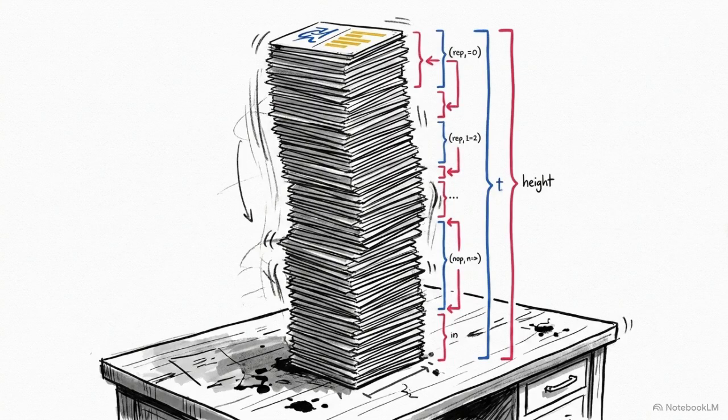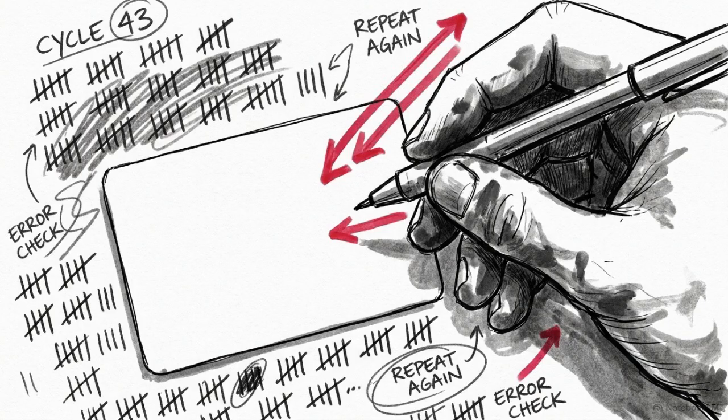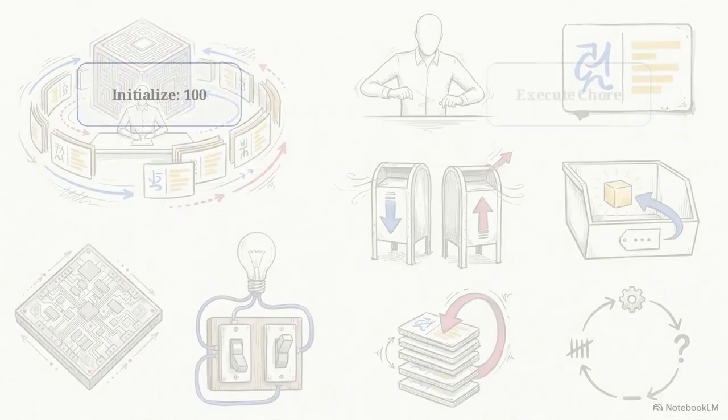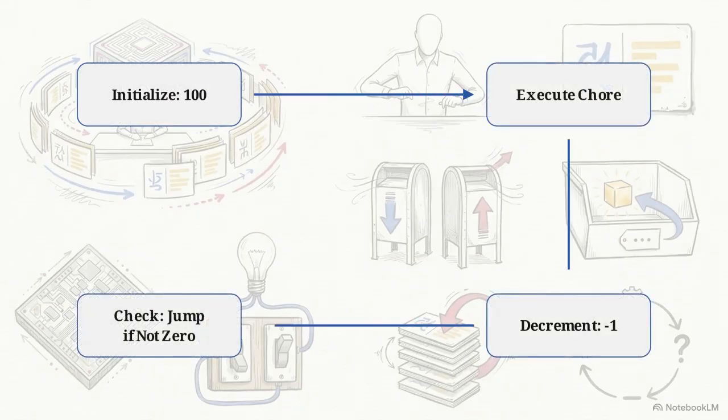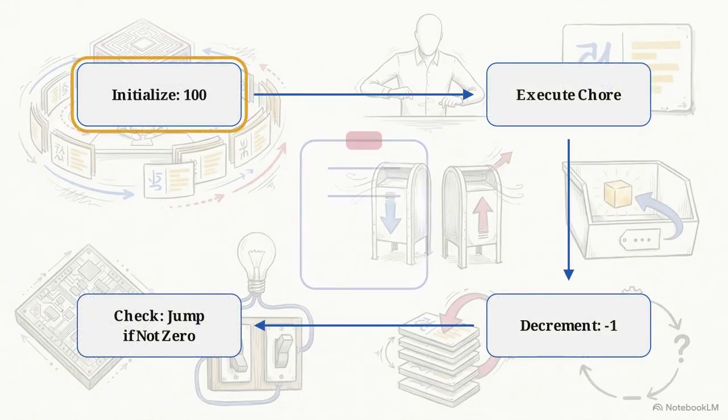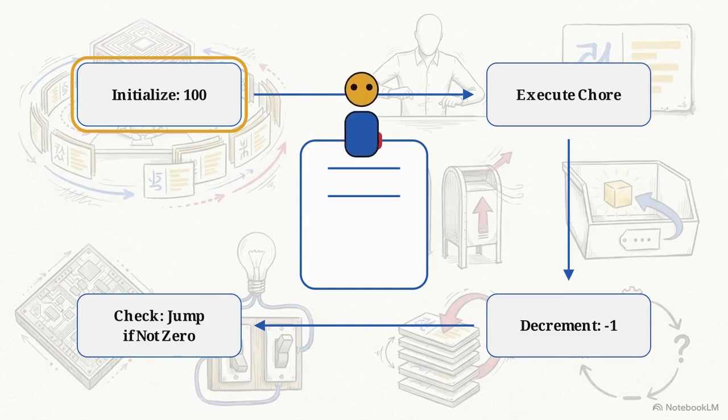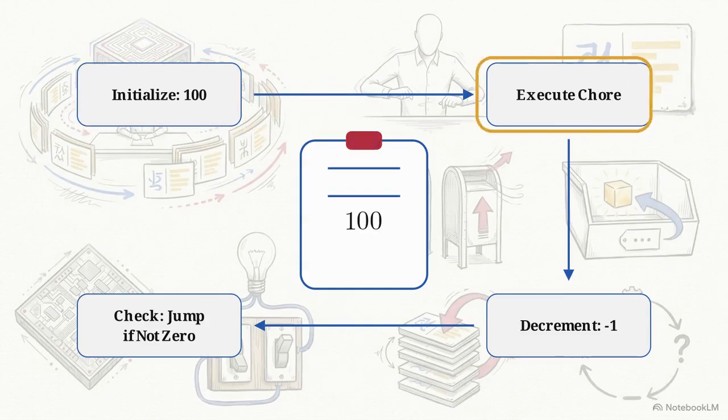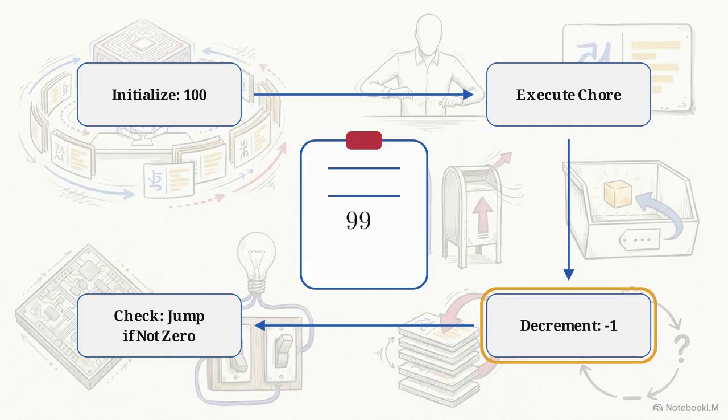Now, suppose we need our literal assistant to perform a single chore 100 times. We certainly don't want to write out 100 identical recipe cards. Instead, we build a loop. This flowchart shows the 4 steps. First, write the number 100 on the scratch pad. Second, do the chore. Third, subtract 1 from the scratch pad. Finally, use a conditional jump to say, if the scratch pad is not 0, go back to step 2.